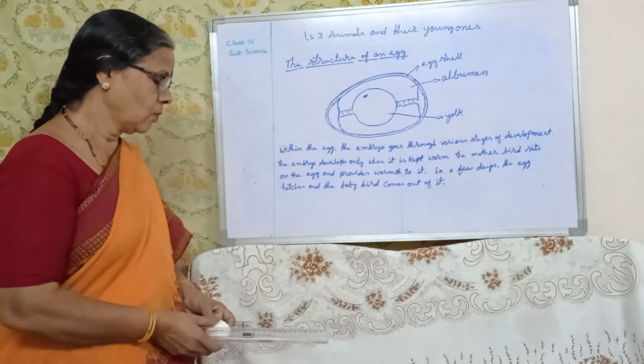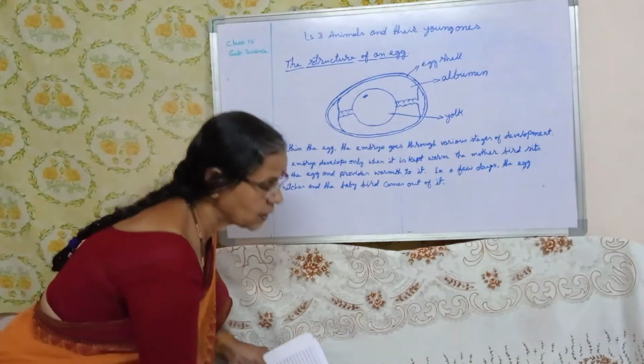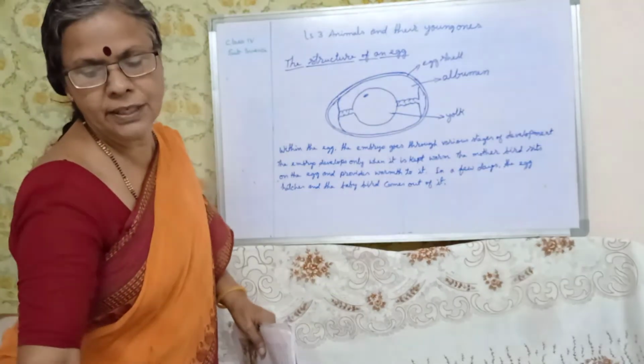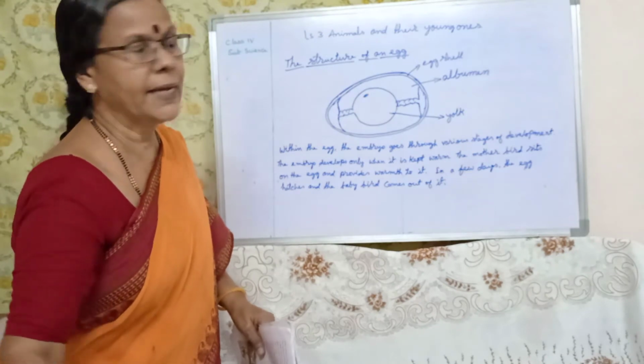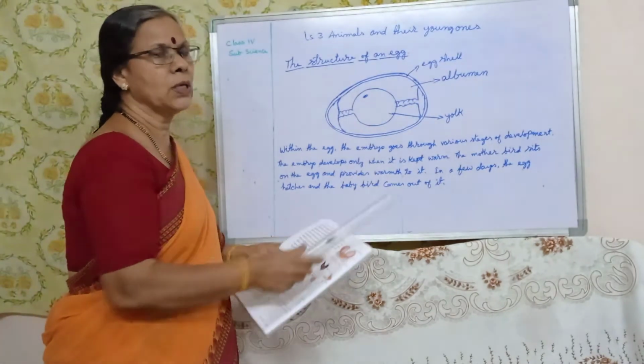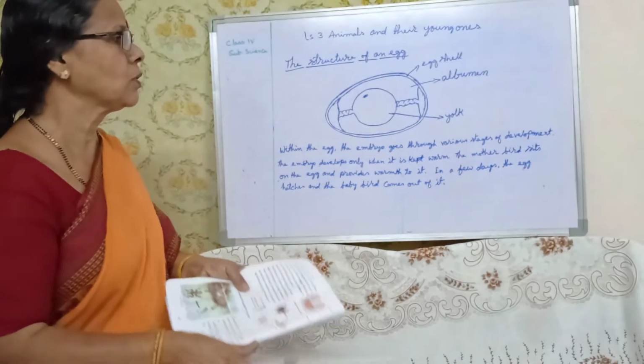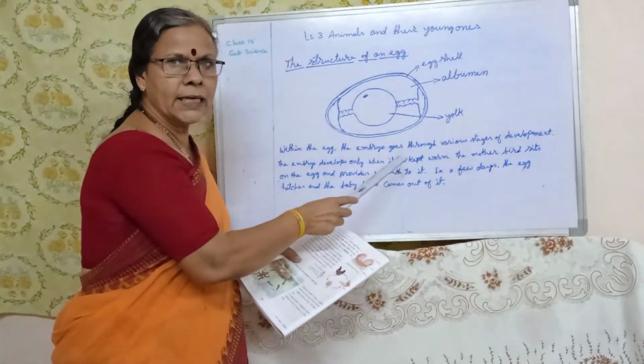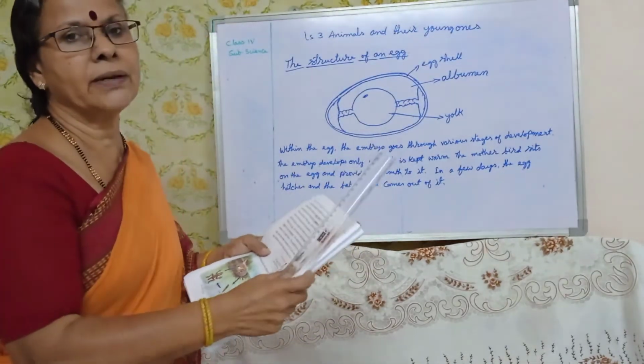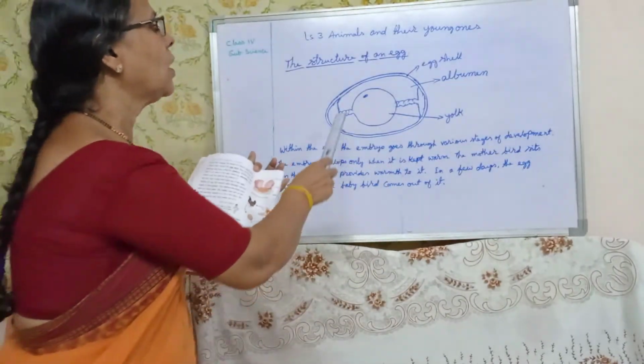Okay. Once again, I'll read. So this one, you will find a little bit different from the diagram I drew here on the board, and it is there in your textbook. This is also a correct diagram, and this is also with whatever it is given, because I drew the whole egg.